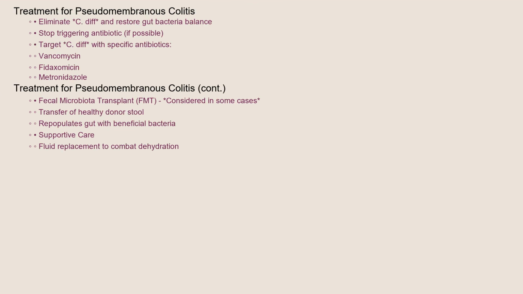Treatment for pseudomembranous colitis aims to eliminate C. diff and restore the balance of gut bacteria. The first step is often to stop the antibiotic that triggered the infection, if possible. Specific antibiotics like vancomycin, fidaxomicin, or metronidazole are then prescribed to target C. diff. In some cases, a fecal microbiota transplant, or FMT, may be considered. FMT involves transferring stool from a healthy donor into the patient's colon to repopulate the gut with beneficial bacteria. Supportive care, including fluid replacement, is essential to combat dehydration.